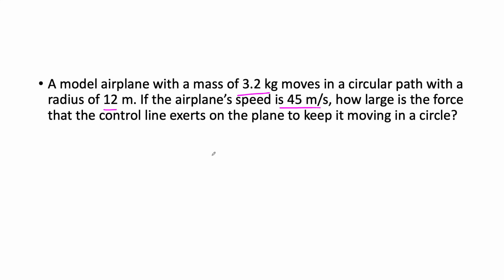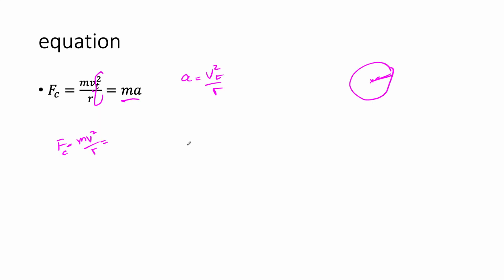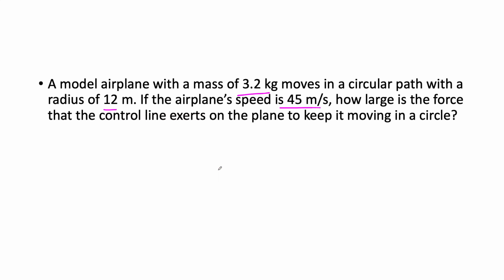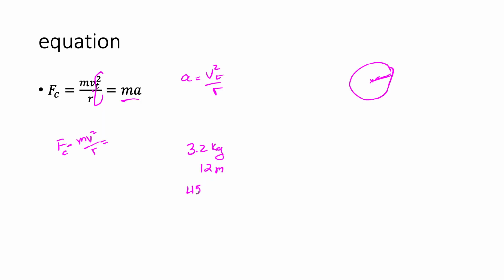So let's look at the data again: 3.2 kilograms, and we have 12 meters. We need the tangential velocity, which is 45 meters per second. So we have these three data. We do not need to do any changes; mass has to be in kilograms. So the force is 3.2 kilograms times the velocity squared, divided by 12 meters.